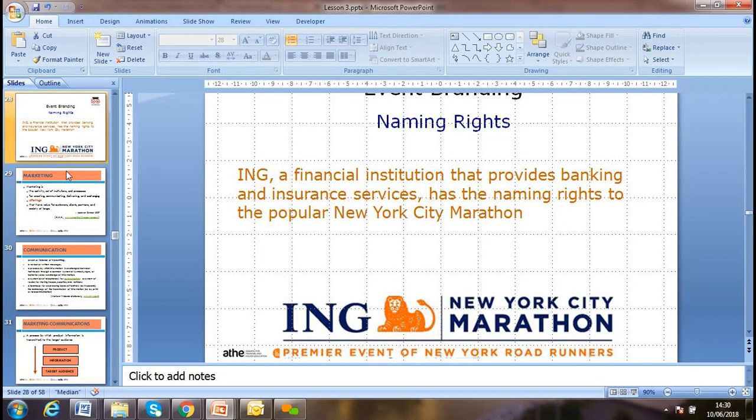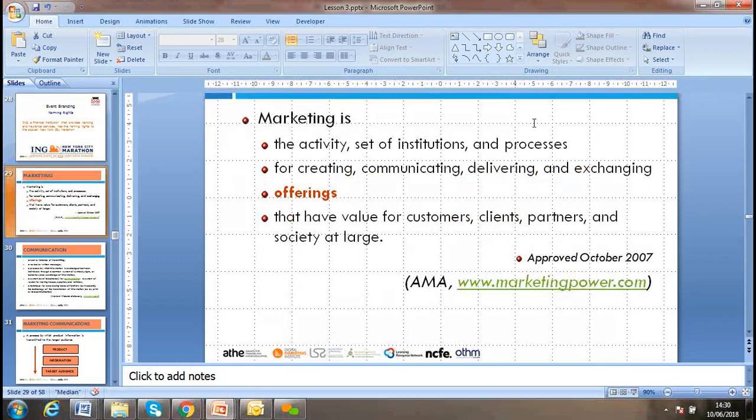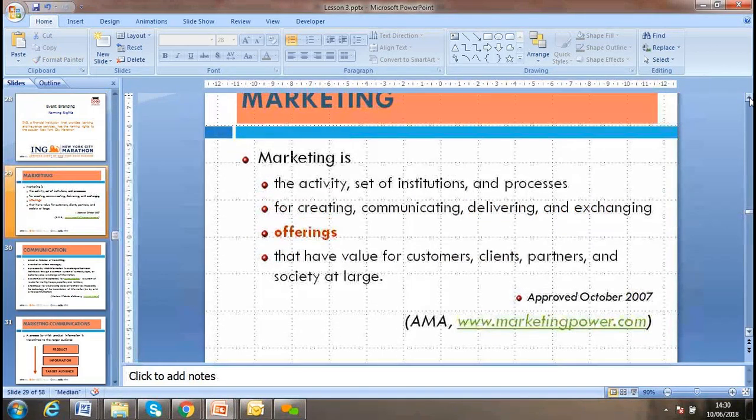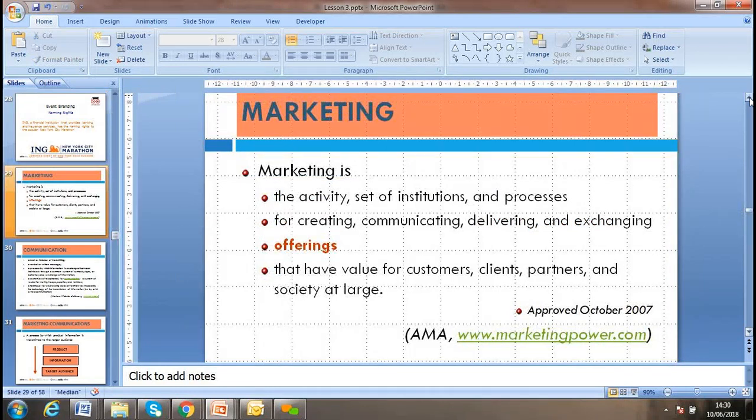So next our area of discussion will be marketing. We'll go through marketing communication. Marketing is the activity, set of institutions and processes for creating, communicating and offering value for customers, clients, partners, and society at large, according to the AMA, the American Marketing Association.